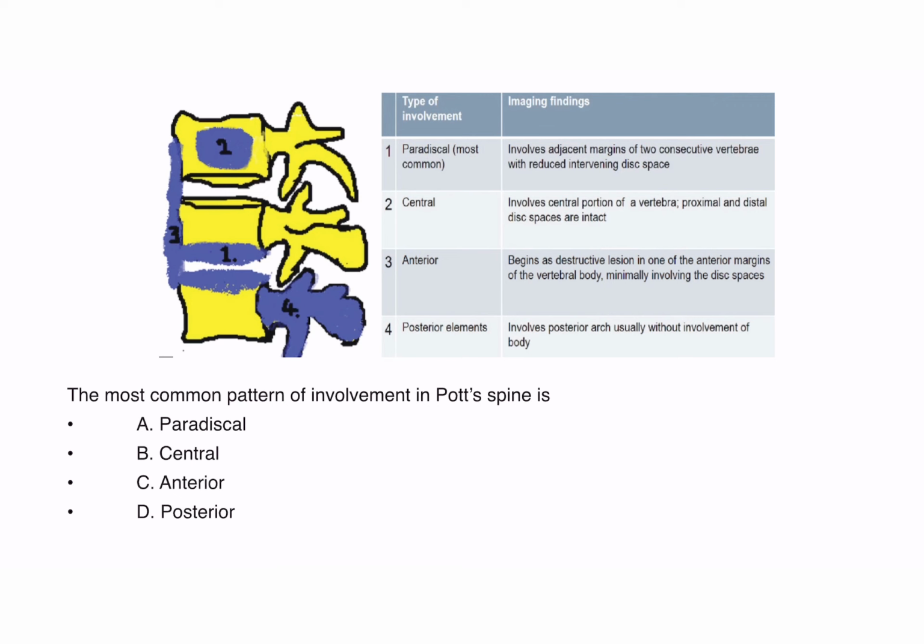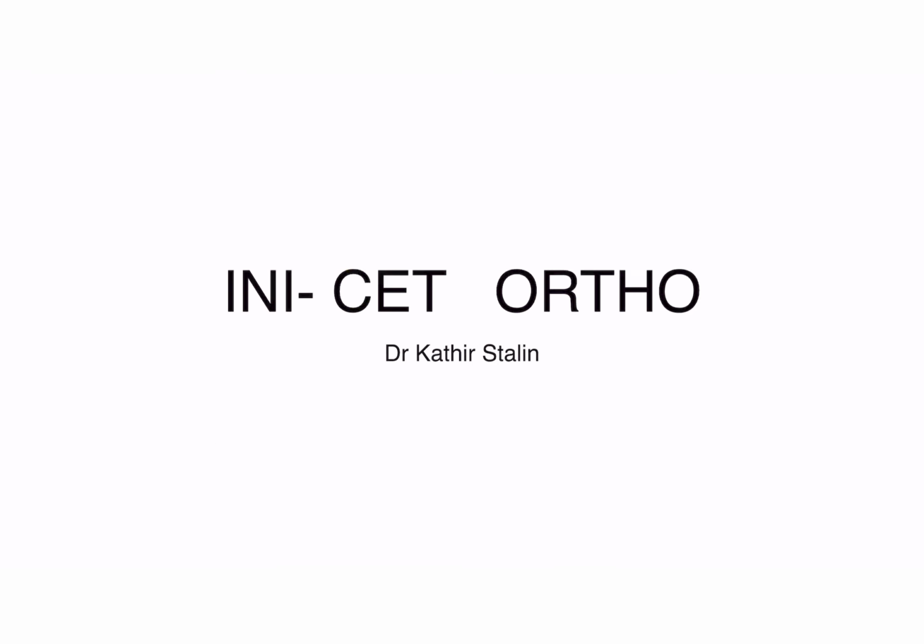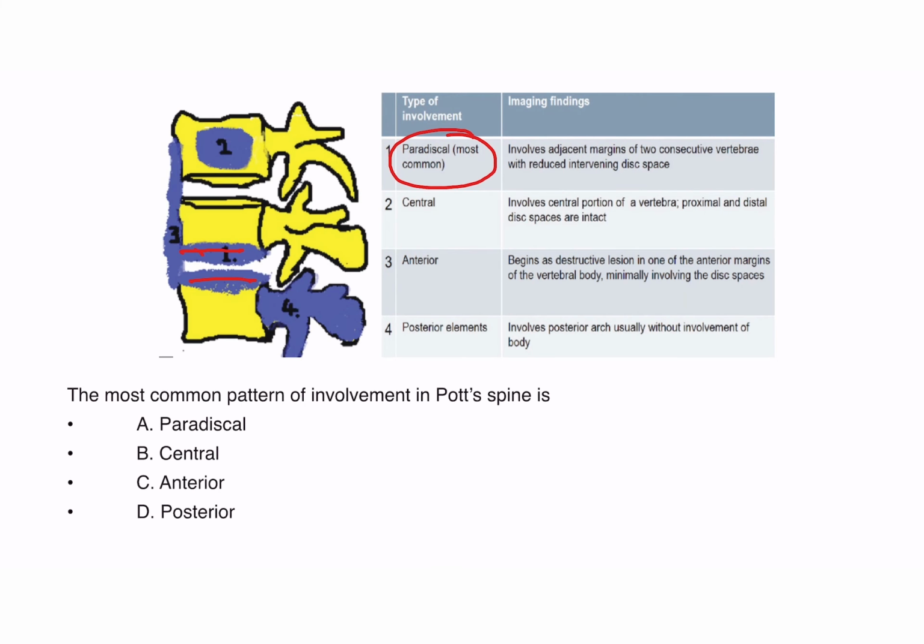You can see paradiscal, the most common. This is what is called paradiscal. The word para means adjacent, next to, and the word discal indicates disc. So the word paradiscal means this, right? The word central is the center of the vertebral body. The word anterior indicates anterior to the vertebral body, and the word posterior indicates the spinous process and all the posterior elements of the vertebra.